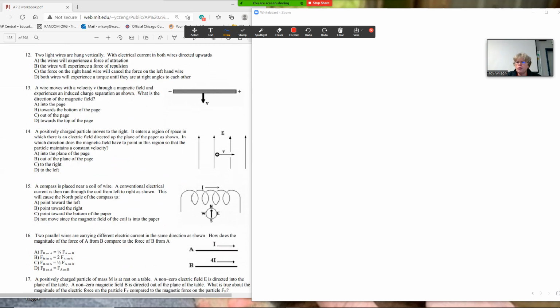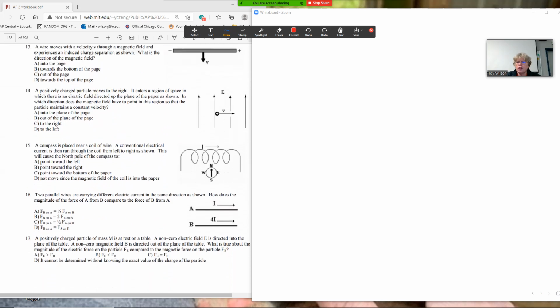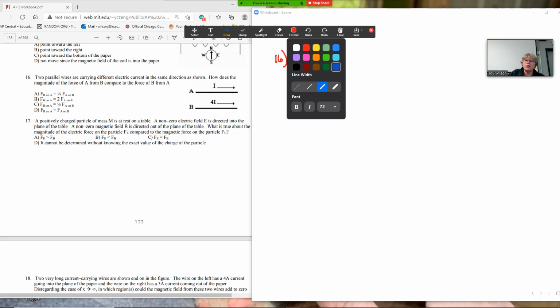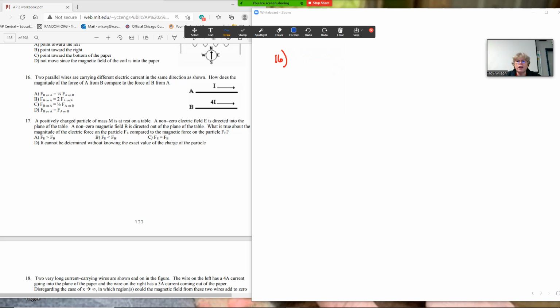That's not one we want. There's some more. Okay, so let's look at number 16. Number 16 is going to ask us, two parallel wires are carrying different electric current in the same direction as shown. How does the magnitude of force of A from B compare to B to A?